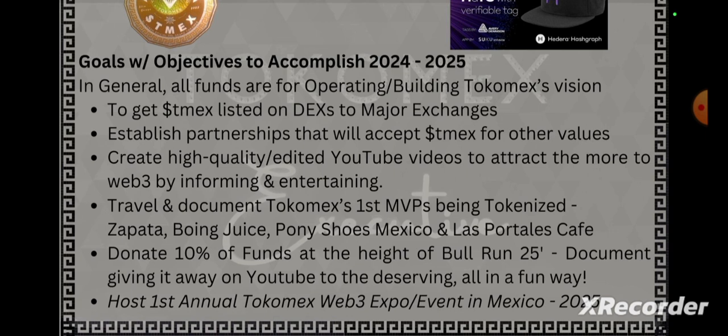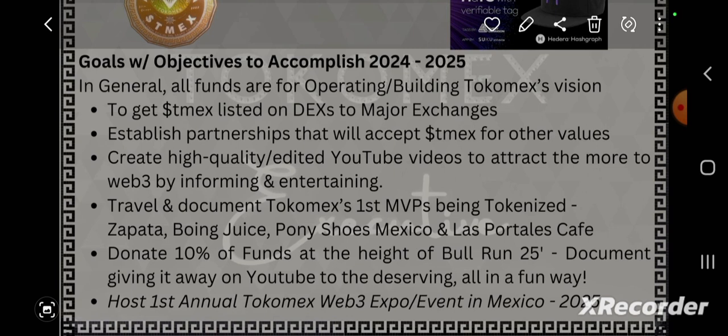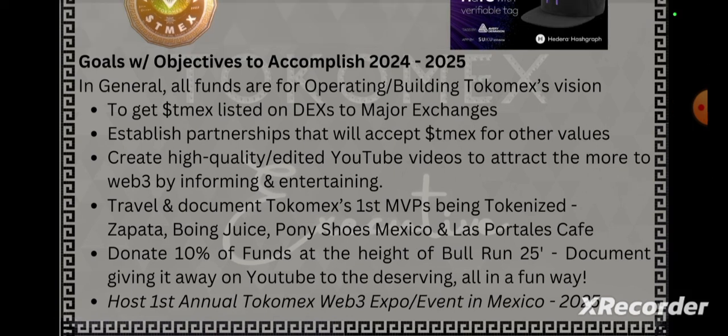And last but not least, we mentioned earlier one of the utilities. We're going to fly out 3 of our top holders. Well, this is what it is. We have a goal to host our first annual Tokomex Web3 Expo event in Mexico, 2025. This is not too hard to do, because we're going to figure out if we either need to do a hotel conference room size where we fit 100 people, or if we need something medium like up to 500 people, or something a little larger, maybe 1,000 people. Either way, we have all the options for that.